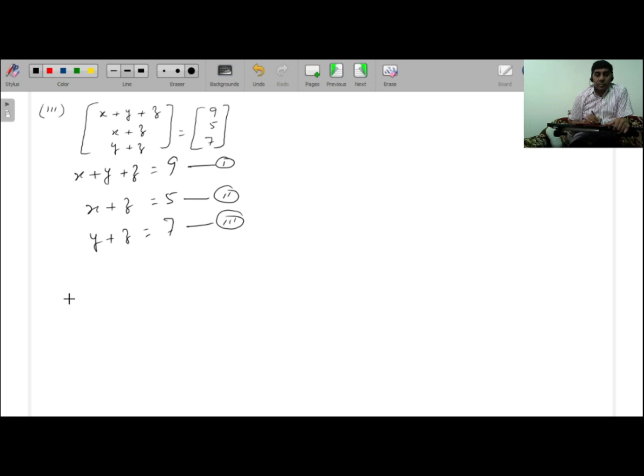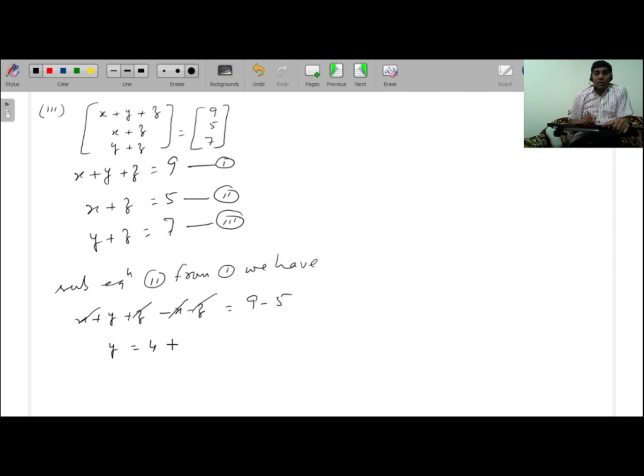Subtracting the second equation from the first, we have x plus y plus z minus x minus z is equal to 9 minus 5. Cancel x by x, z by z, we have y is equal to 4.